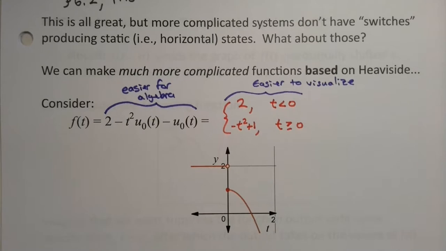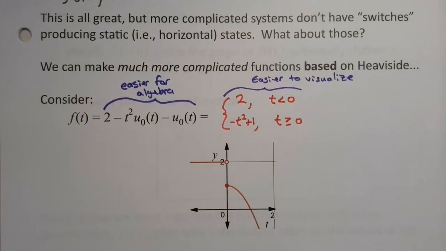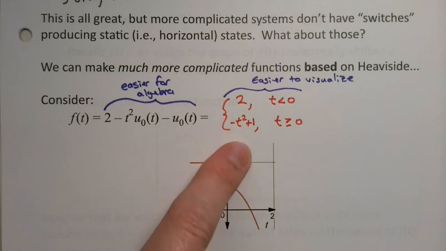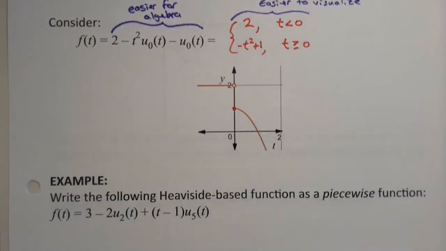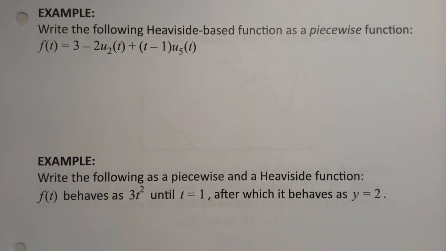So for our purposes in this section, we're going to be making use of the unit step function in algebraic notation, and then of course trying to make sense of what it might mean or what it might look like in these other notations. So we'll take a look at another example here further down the page where we want to write a Heaviside based function as a piecewise function.